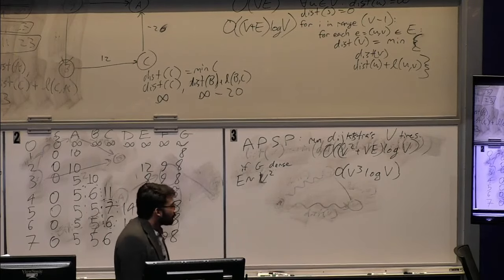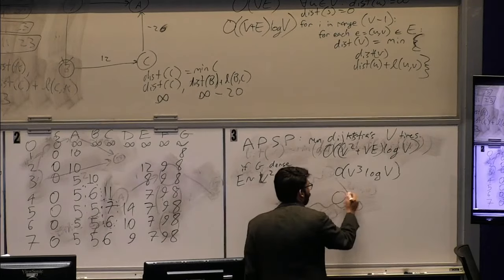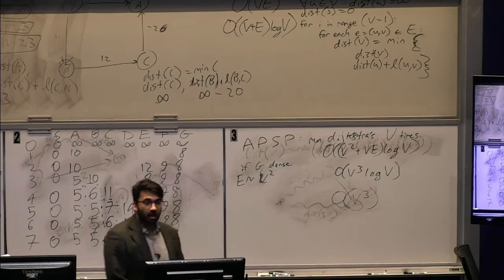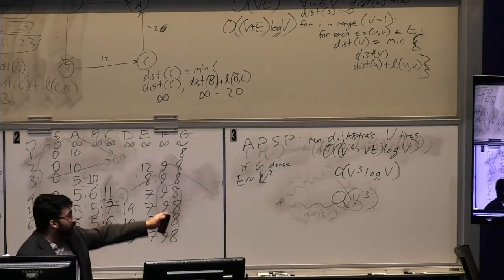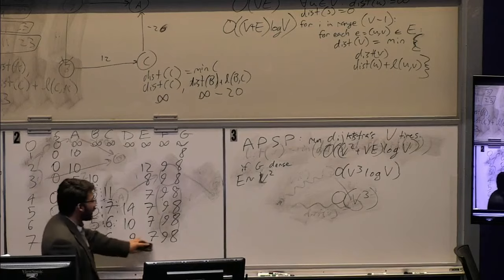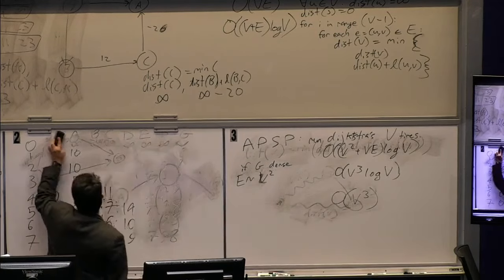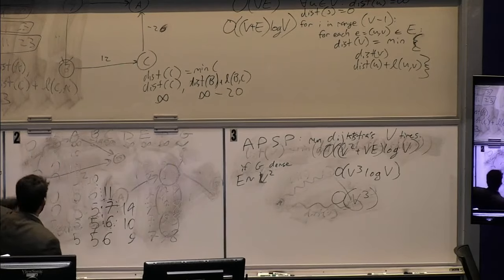Okay. I will show you an algorithm today called Floyd-Warshall that we can do in V cubed. So we shave off that log factor in the dense setting. If G is not dense, actually we don't save that much with Floyd-Warshall. But it does compute all pairs shortest paths effectively.